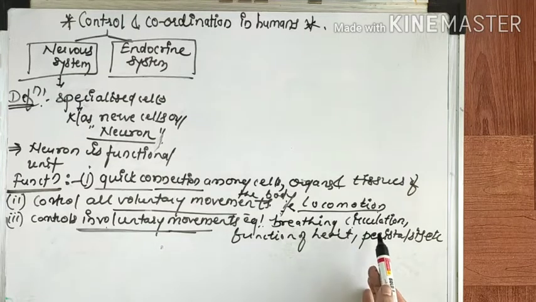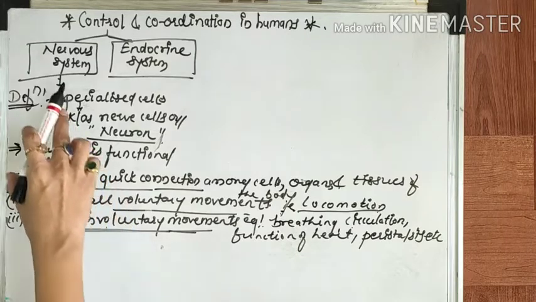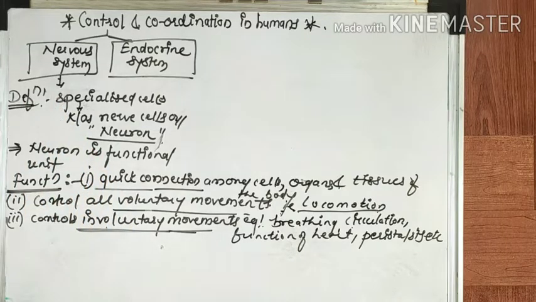So this breathing, circulation, function of heart and peristalsis all come under involuntary movement, and all these involuntary movements are controlled by this nervous system. Right, now what do you mean by peristalsis first? So peristalsis is nothing but the involuntary contraction and relaxation of the muscles of the intestine.